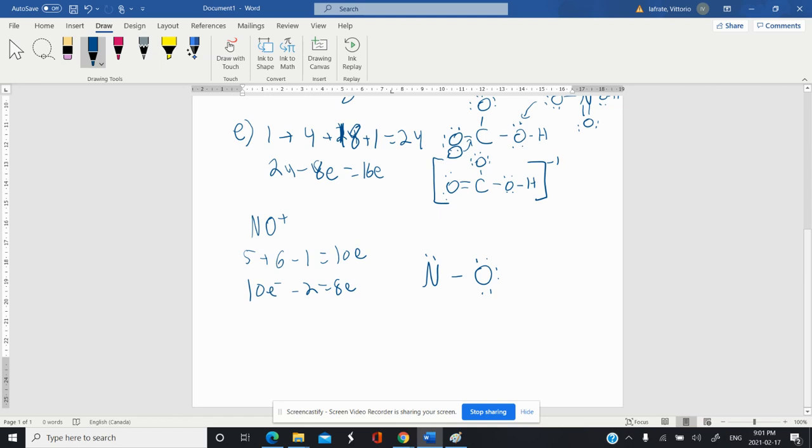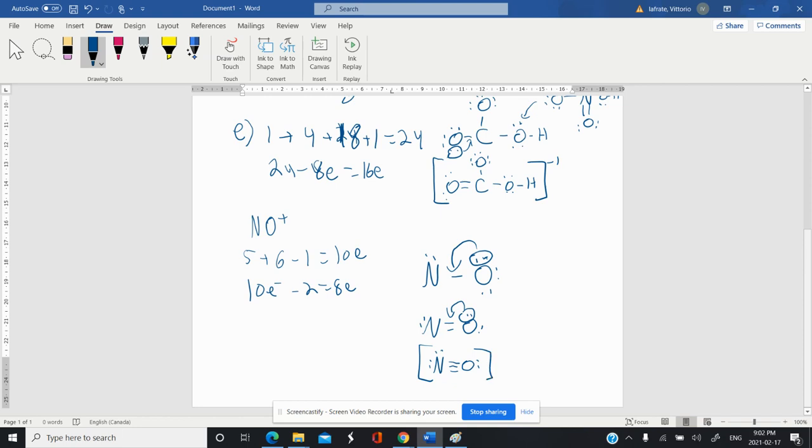Oxygen is happy, nitrogen is not. So we need to somehow make multiple bonds to make sure that nitrogen's happy. Let's take one of the lone pairs from oxygen and add it to the share there. So we get N, double bond, O, with our lone pairs there. It looks like nitrogen is still not happy, so let's grab another lone pair from oxygen and add that to the share. So we get N, triple bond, O, and then lone pairs.